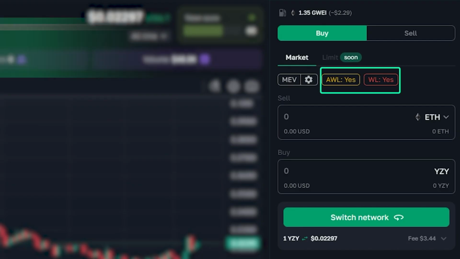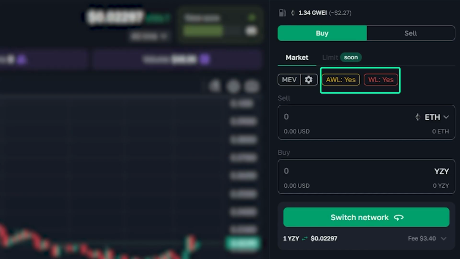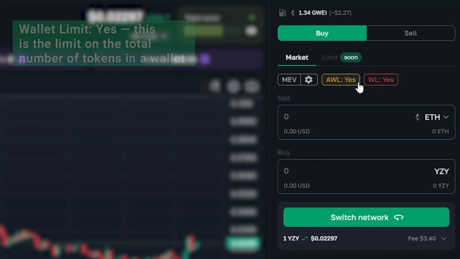Now let's look at the AWL and WL parameters. AWL, anti-whale limit. Yes means that the token has a limit on the purchase volume in one transaction. This protects against buying or selling too many tokens at once. WL, wallet limit. This is the limit on the total number of tokens in a wallet. You cannot buy or sell more than the set limit.